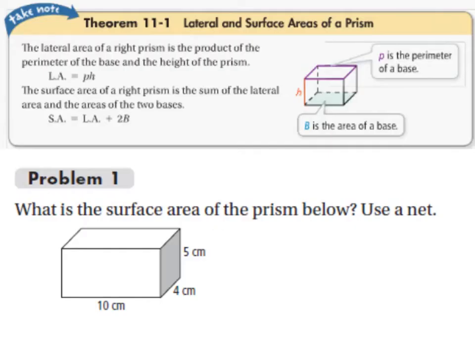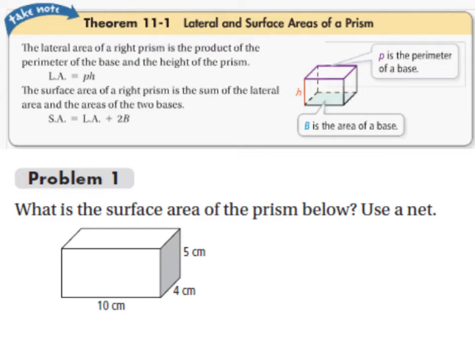So first, the formulas for prisms. Again, prisms are going to be like a box shape. It could be a regular polygon, like a pentagon prism, meaning that the bottom and top are both shaped like a pentagon, but all the sides around are going to be rectangles.